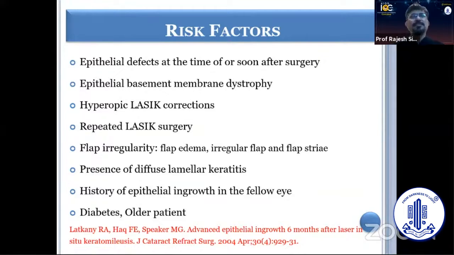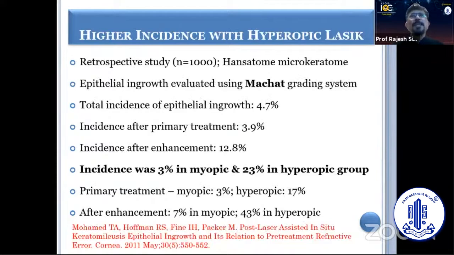Repeat LASIK surgery, because if you lift the flap, with a lot of manipulation, you can implant an epithelium on the undersurface of the flap on the stromal surface, and then there's proliferation, and that can lead to it. Then that leads to flap irregularity, and it is also seen in some diabetics, because of the poor epithelial adhesion on the ocular surface. As I said, it is more often seen with hyperopic LASIK.